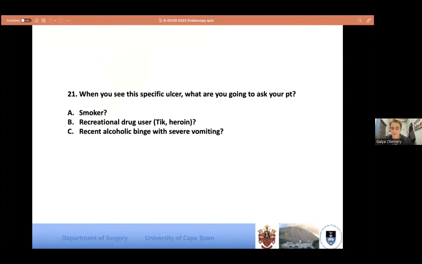Okay, let's see. Yes, I don't know why, maybe somebody in the audience knows, but when you have someone who's taking a lot of tik or heroin or a combination, they often present with extremely high lesser curvature ulcers, often just as you pop through the OG junction. I really don't know why, but it's often there. Yeah, looks like most of you agree. I don't know if somebody knows why.